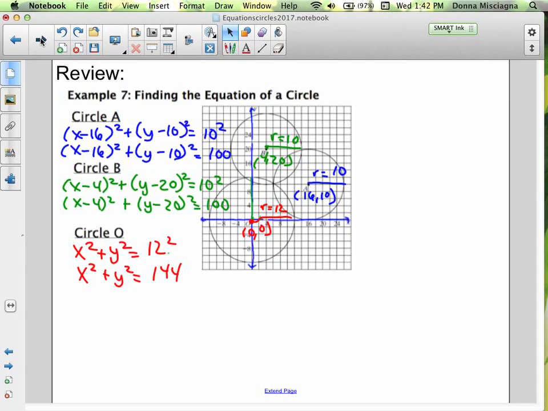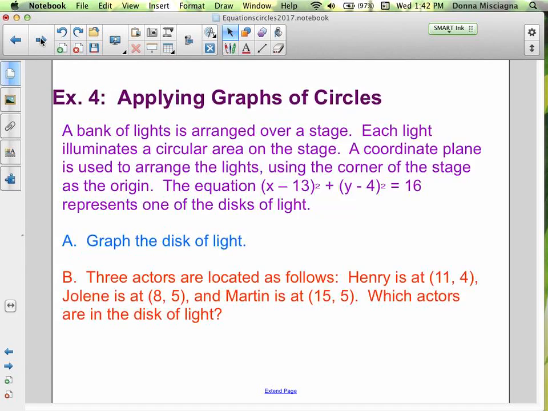One last applied problem, not in the notes. So applying graphs of circles. A bank of lights is arranged over a stage. When a light is lit, it creates a circle of light. So each light illuminates a circular area on the stage. A coordinate plane is used to arrange the lights using the corner of the stage as the origin. The equation (x − 13)² + (y − 4)² = 16 represents one of the disks of light.